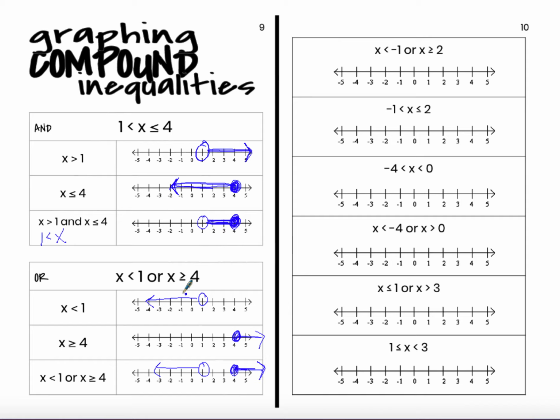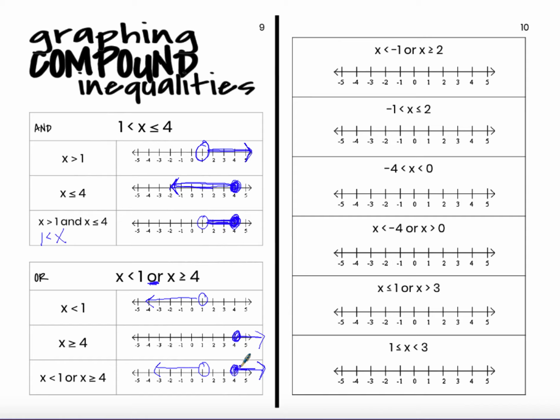The solutions that make this compound inequality true are all the values of x that are either less than 1, so in this region, or greater than or equal to 4, so 4 or in this region. There's no value of x that is both less than 1 as well as greater than or equal to 4. You need to really pay attention to this OR. So either less than 1 or greater than or equal to 4.